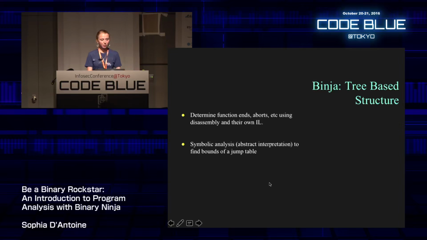And these are some more facts about Binary Ninja. Using their own intermediate language, they determine function ends using their own analysis as well. So it's basically like the tool already has its own program analysis passes written into the decompiler. And it does a little bit of symbolic analysis already to find the bounds of a jump table, which is pretty neat. So instead of having to write that yourself, it provides that for you once it loads the binary into the program.